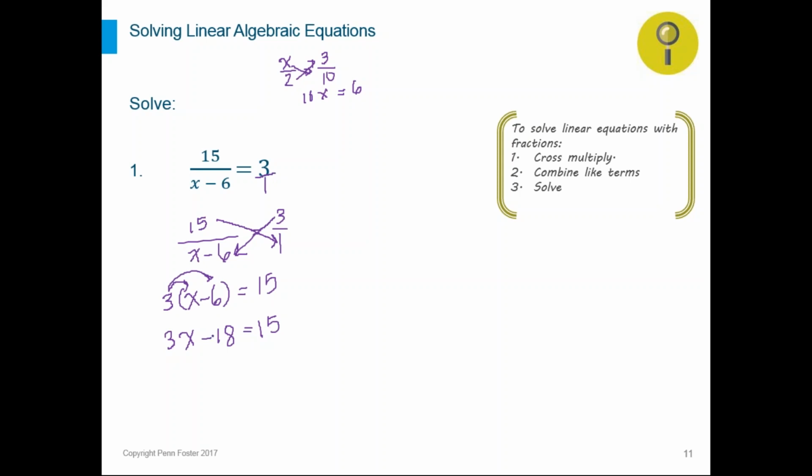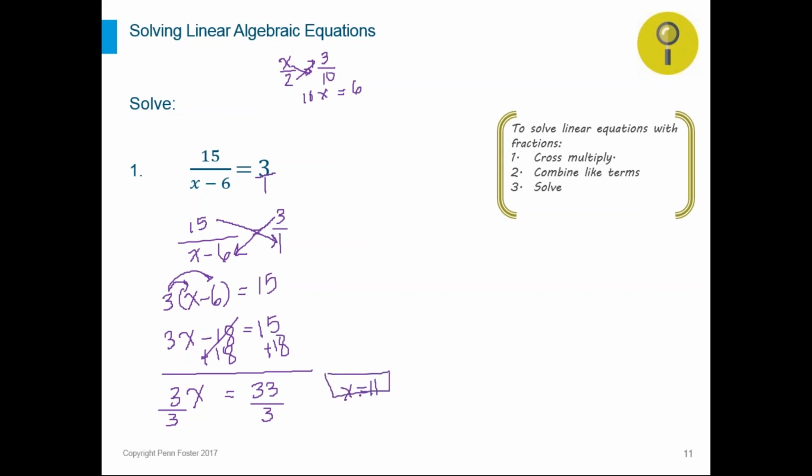And just for those of you who are used to this method, the manual method, we're going to add 18 and add 18. It has the same effect. So that will cancel out. We're going to have 3x equals, and then add 15 and 18 will give you 33. Now it's an equation here. Divide over 3 to isolate the variable, and divide over 3, x equals 11.